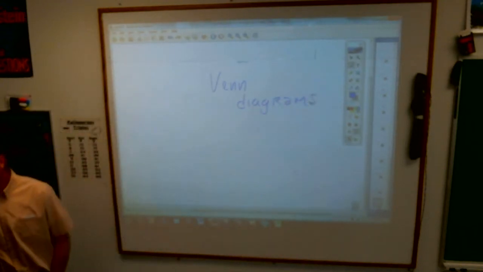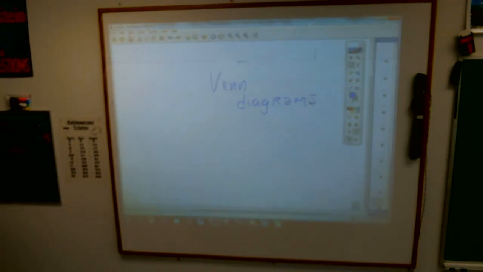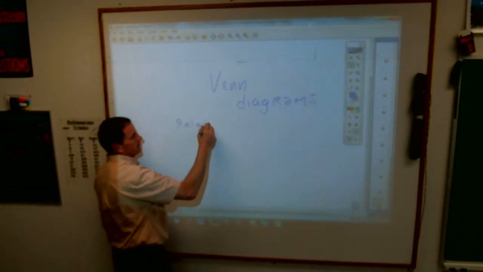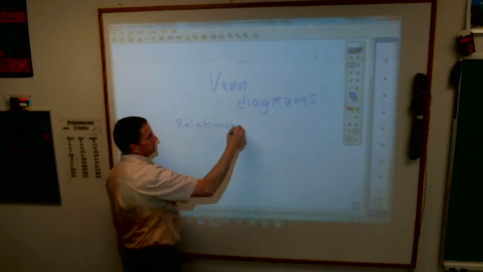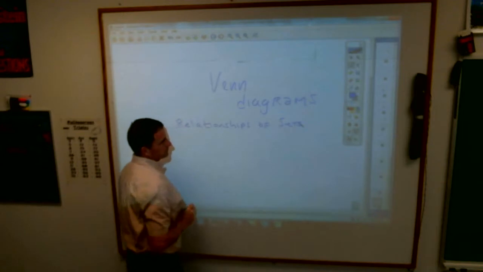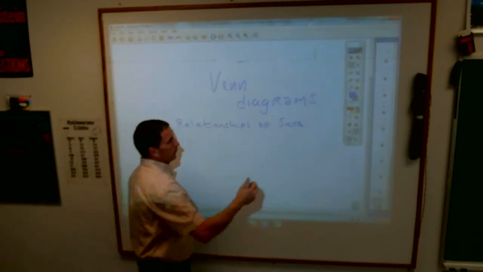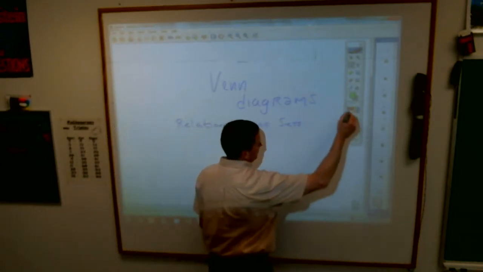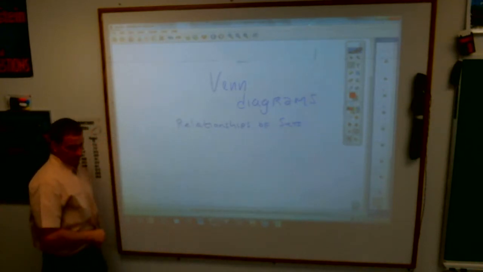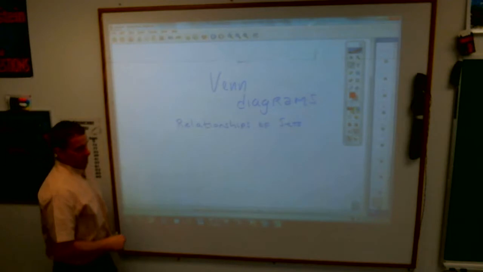Since we were talking about that, and I know you've done Venn diagrams before, we use Venn diagrams to show relationships in sets. For example, if I was showing the relationship of circles and squares, this is what it looks like.